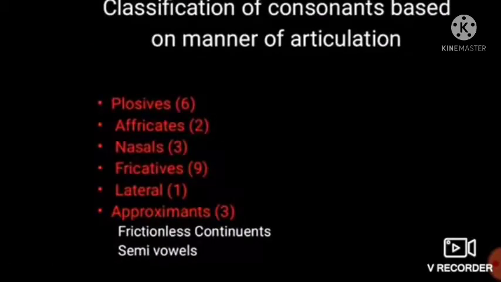Then classification of consonants based on manner of articulation. It is based on the manner of articulation. The manner of articulation is like the following. There are 6 plosives, affricates 2, nasals 3, fricatives 9, lateral only 1, and approximants are 3, or frictionless continuants.